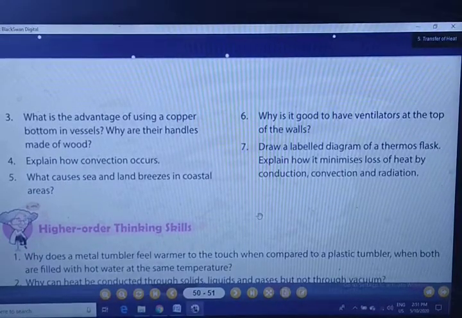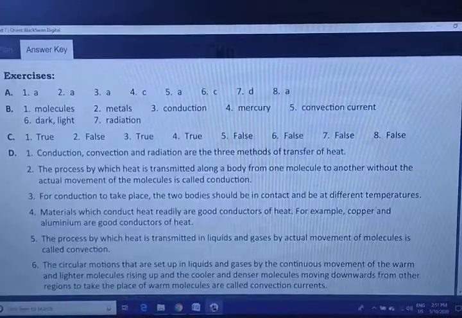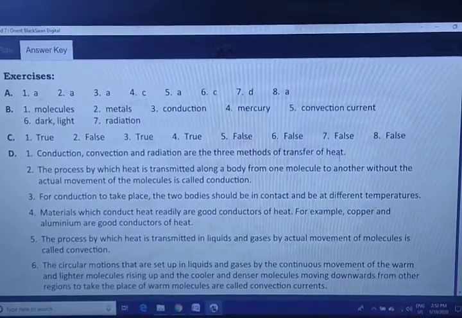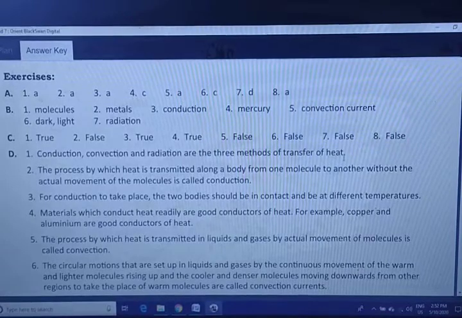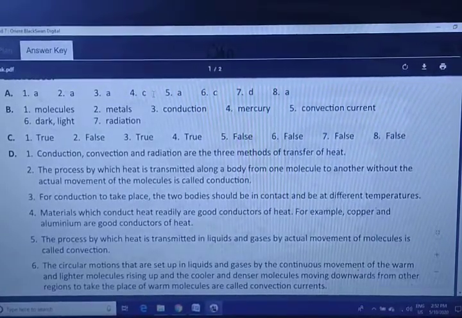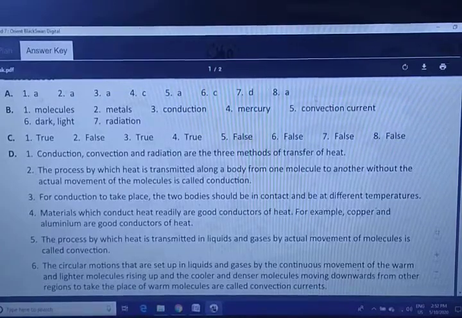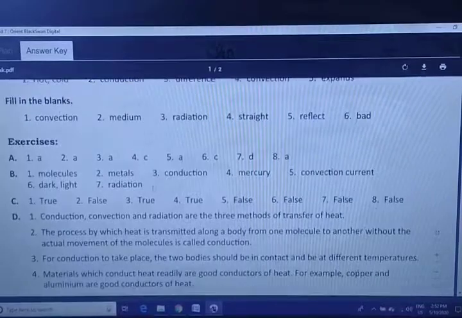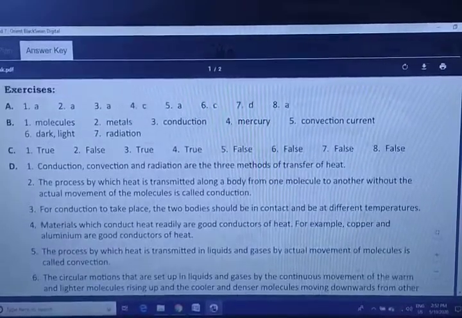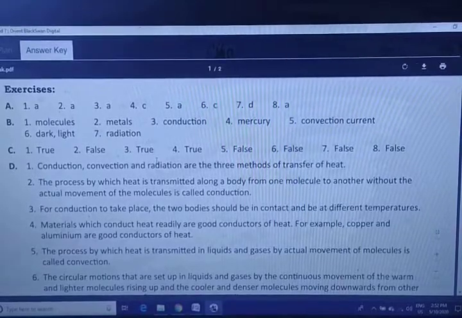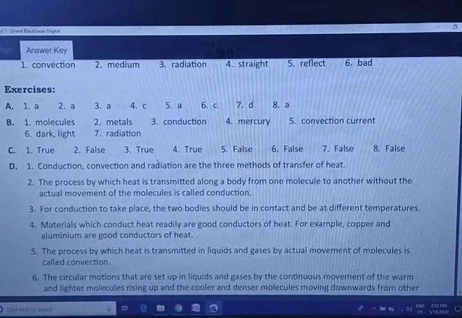Now we are moving towards the answer sheet. See here, all the MCQ answers are given. As I already informed you to take a screenshot, right? So here you can see all the MCQ answers, this first A1, all the MCQ answers are there. After that you can see in B, the fill in the blanks answers. After the MCQs, B1 is the fill in the blanks answers. Please take a screenshot of this also. After that, true or false was there, total 8 true or false.